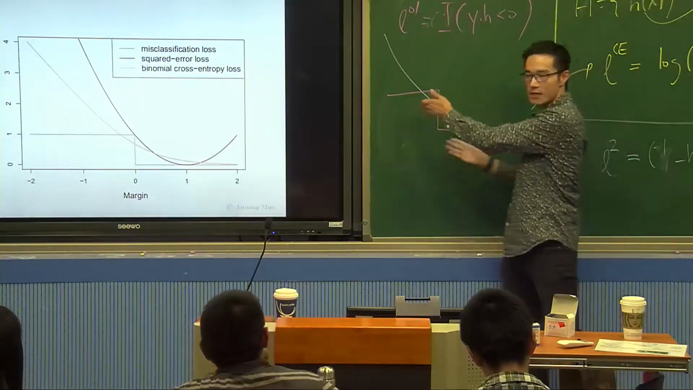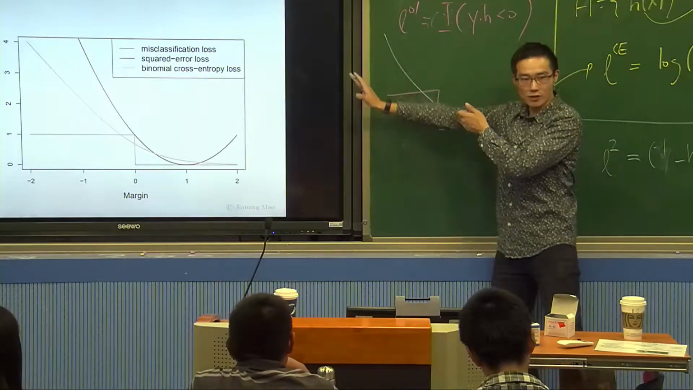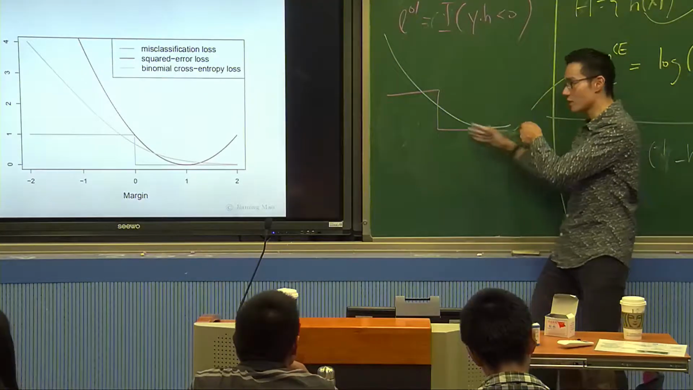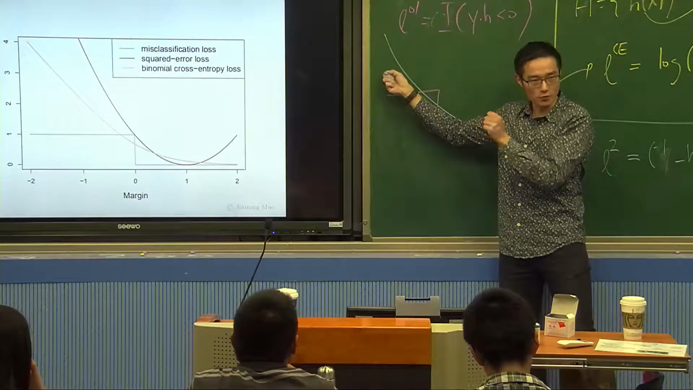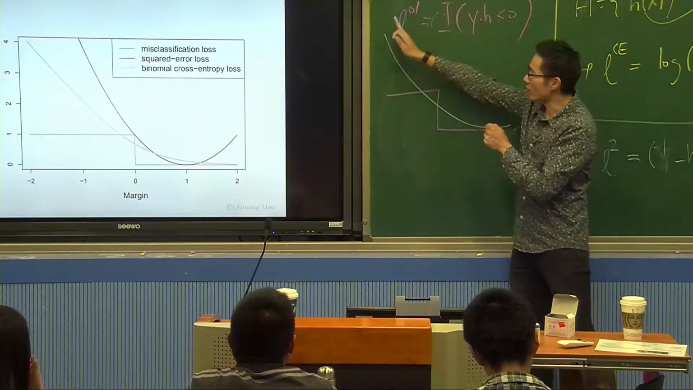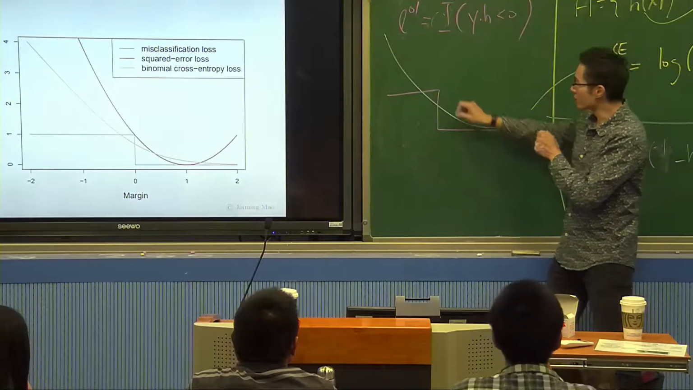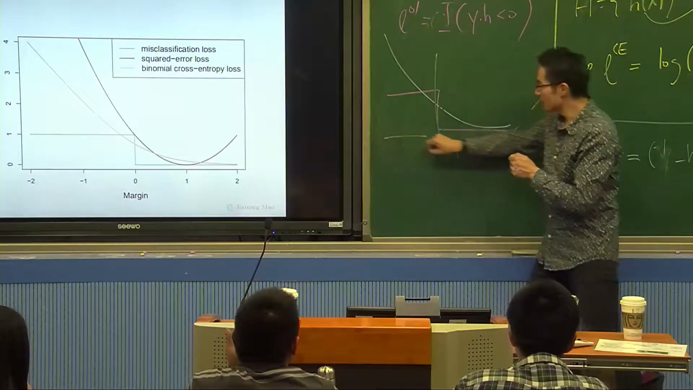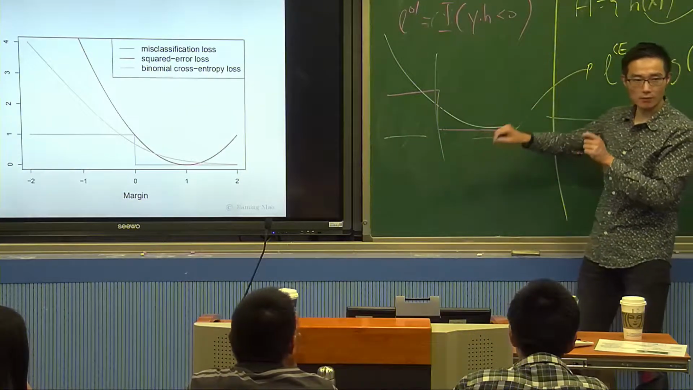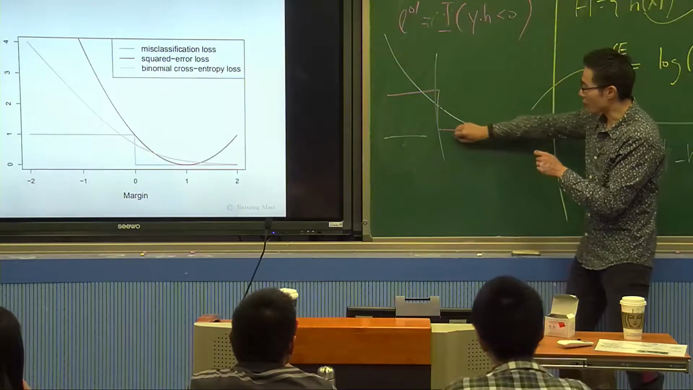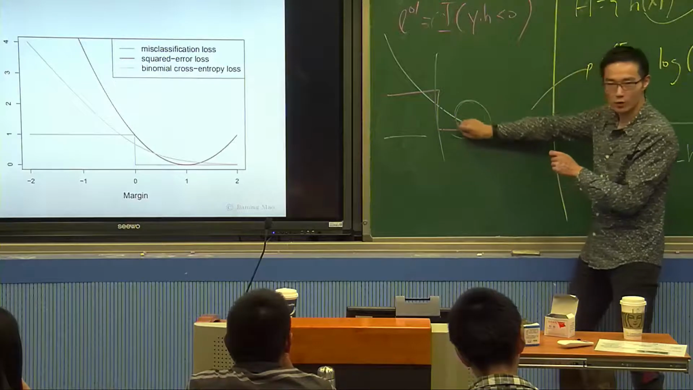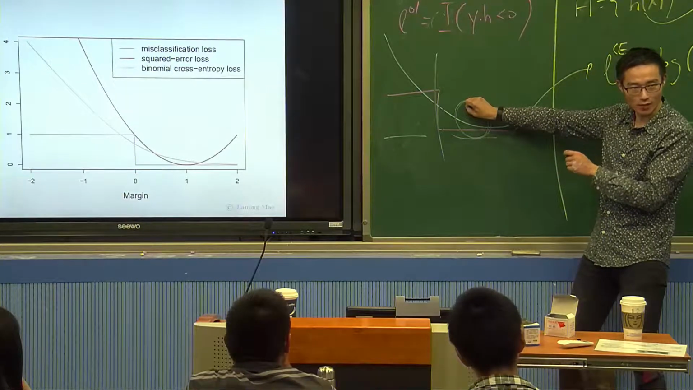It preserves the essential feature, which is large here, small here, but it's continuous and differentiable. So it's good. This is what we use for logistic regression. Now, why do we want big here, small here? Because this is negative margin, this is positive margin. Remember, positive margin means our prediction is correct. So if our prediction is correct, we don't want to have any loss, right? We don't have any penalty.